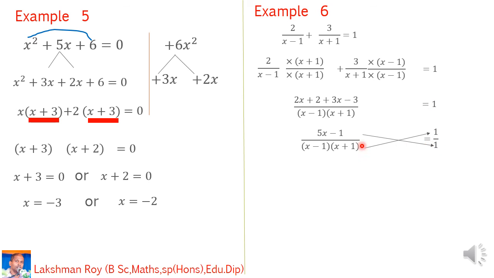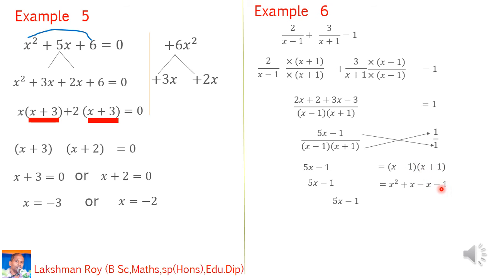Now cross multiply. How? 5x minus 1 should be multiplied by 1. That is one side. On the right side, x minus 1 into x plus 1 should be multiplied by 1. Multiplying by 1 is no change. Now this is the equation. Now solve. The left hand side is no problem, but on the right hand side you have to remove the bracket. How to remove the bracket, students? x multiplied by x is x square. x multiplied by 1 is positive x. Then negative 1, you know binomial: negative 1 into x, and negative 1 into positive 1 is negative 1.